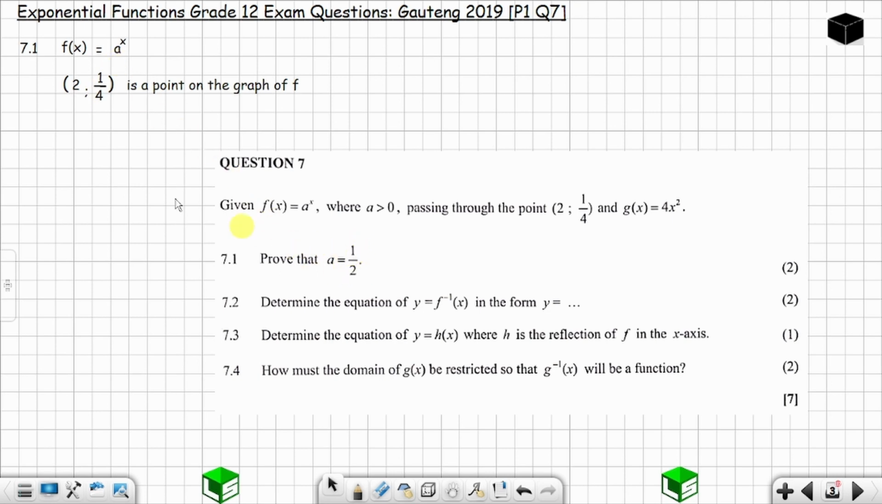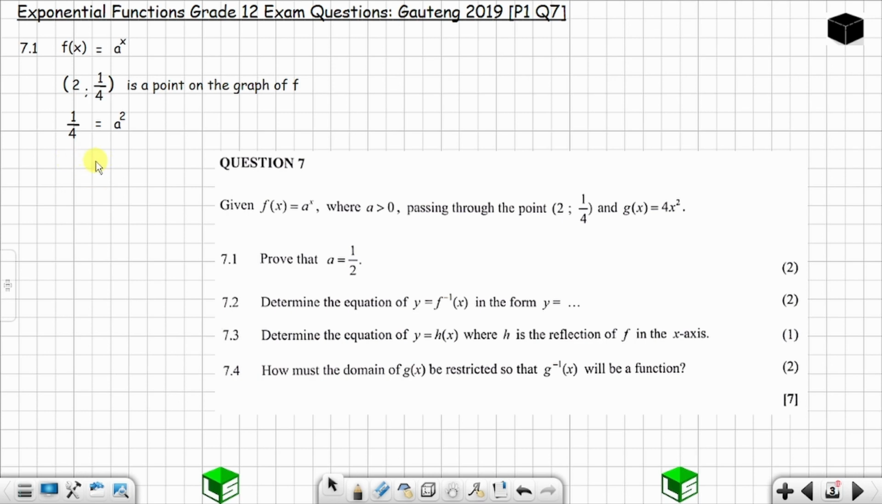Now the x coordinate is 2 and the y coordinate is 1 over 4. F of x is y, so y is 1 over 4, which is equal to a to the power of x, where x is 2. Now from here, you have to solve for a and see if a is equal to 1 over 2.